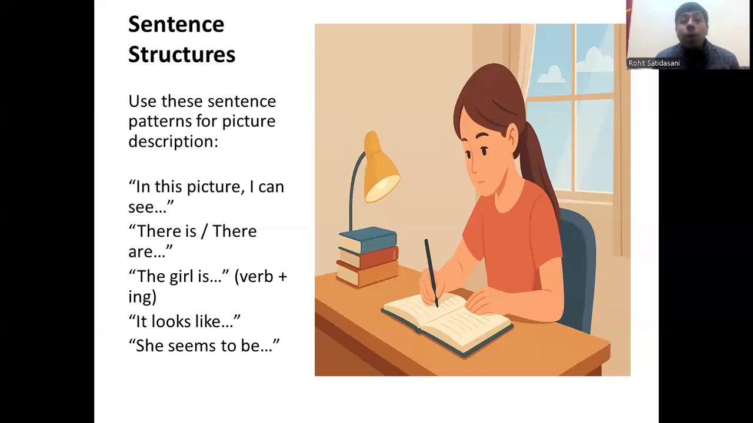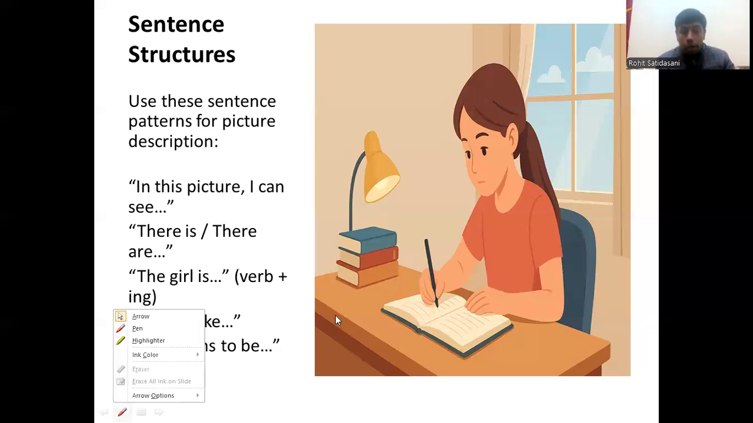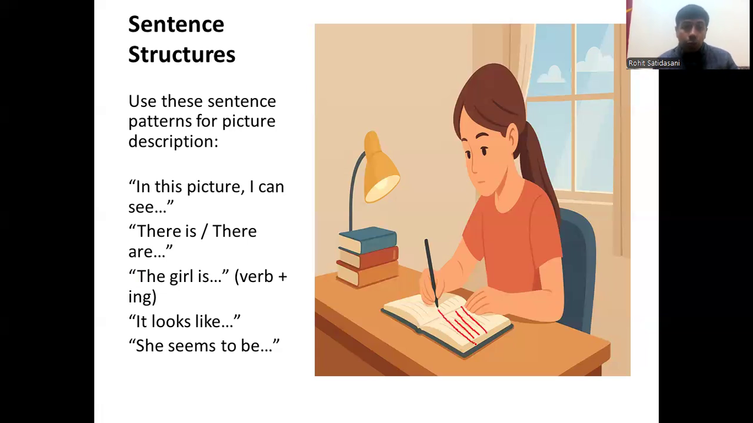Like there are books kept on the table. Now you see the notebook in which she is writing has pages. Now pages is again plural, like more than one, right? Of course. So what we will say, there are pages in her notebook. And if you see, there are lines also. Can you see the lines over there? These lines are also more than one, right? So there are lines on the ruled page of her notebook, right?